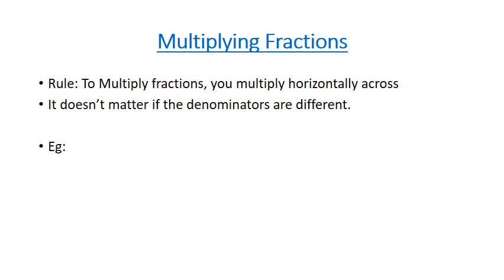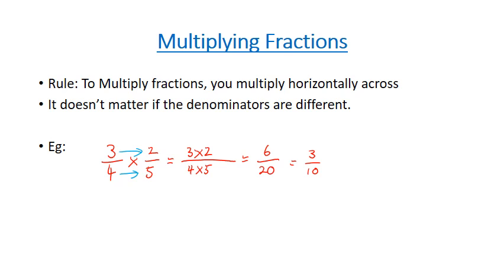As an example, let's say we have 3/4 multiplied by 2/5. This is just going to become 3 multiplied by 2 over 4 multiplied by 5, which is just going to be 6 over 20, and I can cancel that down to 3 over 10. So you can see that we simply just multiply across. That gives us this fraction here. Once we've got our answer, we then just simplify, and you can see we've simplified here by dividing by 2.